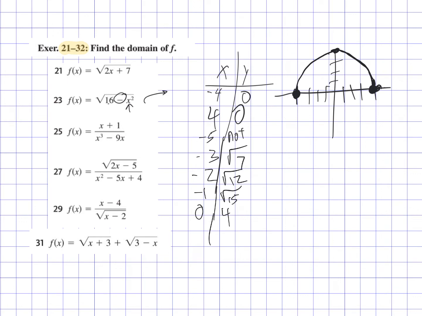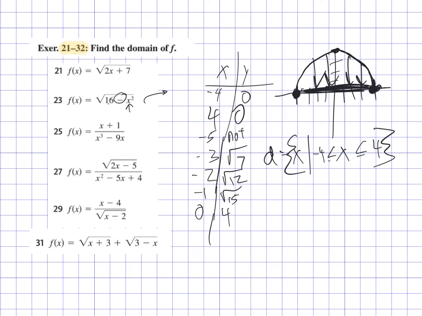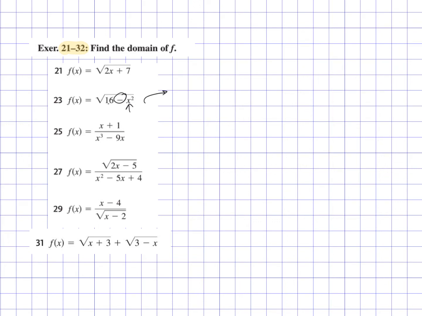What's the domain going to be? Again, crush it down. And this is what's shaded. That's your domain. So your domain is the x values such that x is between negative 4 and positive 4. Okay, 25. All right, so you can put this in your calculator and graph it, and then just give me the domain.